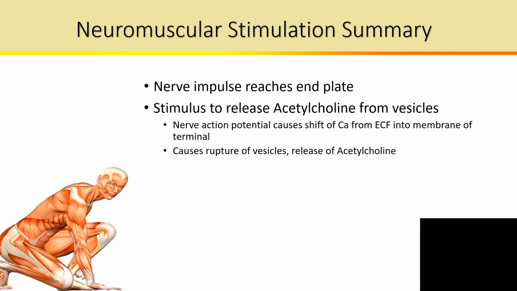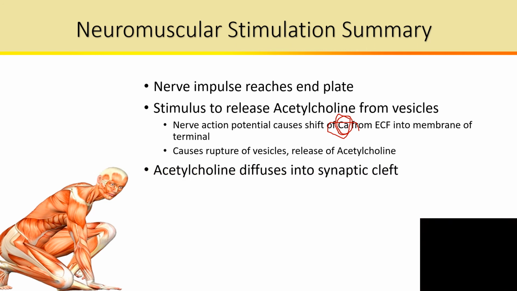So that nerve action potential causes a shift of calcium from the extracellular fluid into the membrane of the terminal, which causes a rupture of the vesicles and the release of acetylcholine. There's our good old friend calcium coming back to haunt us again. So calcium is one of the triggers. When the electrical signal gets down to the terminal end of the nerve, it causes a shift of the calcium from the extracellular fluid in the end of the nerve into the membrane of the terminal, which then allows the acetylcholine to be released into that synaptic gutter or synaptic cleft to be able to stimulate the sarcolemma.